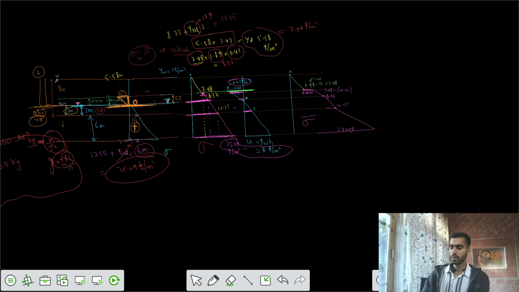Let's go for the third one. This one is very crucial for understanding all those concepts we have for effective stress and capillarity. This is a very important problem of that concept. We have three parts of the problem, and we're going to take them one by one.